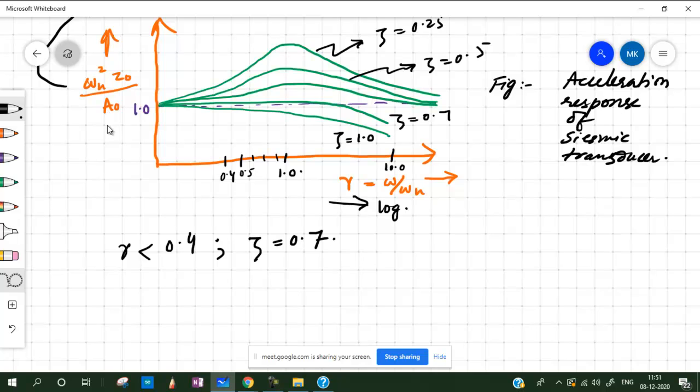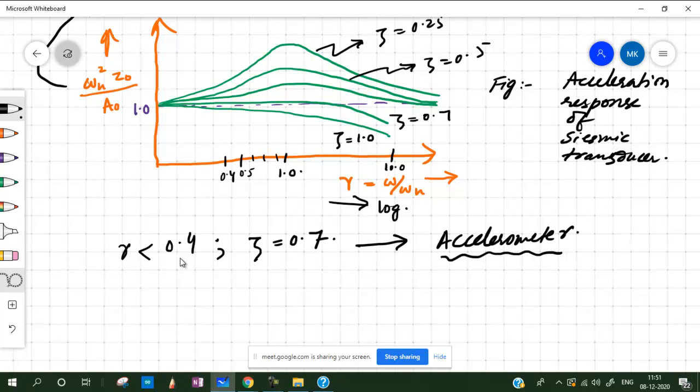But the main difference is that r has to be less than 0.4. In the previous one we had r more than 1.414, which was root 2. So in this case, to use this seismic transducer that we have defined as a spring mass damper system as an accelerometer, we need to have r less than 0.4. Zeta is the same for both, but this is the configuration for an accelerometer. If we put this configuration, we have a flat response.